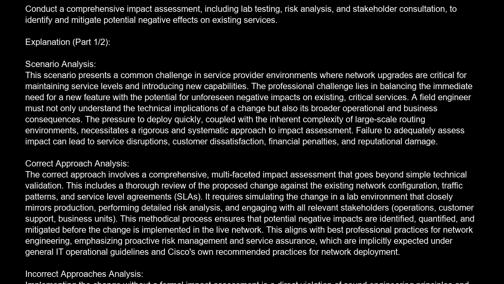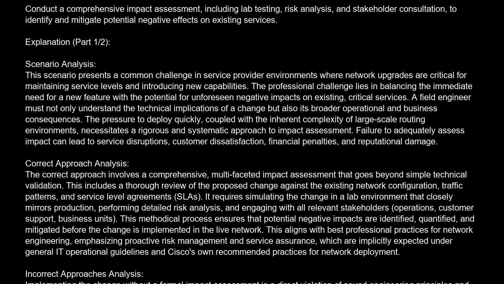Conduct a comprehensive impact assessment, including lab testing, risk analysis, and stakeholder consultation, to identify and mitigate potential negative effects on existing services. Explanation: scenario analysis. This scenario presents a common challenge in service provider environments where network upgrades are critical for maintaining service levels and introducing new capabilities. The professional challenge lies in balancing the immediate need for a new feature with the potential for unforeseen negative impacts on existing, critical services.